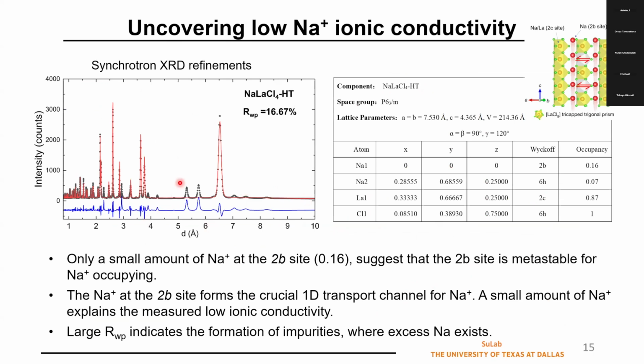And we found there are some impurity peaks here. After refinement, we find the sodium percentage in the 2B site, which is the desired site we need, is only 0.16, which is very little. We want this number to be 0.5. And we also have some impurities here. So we didn't achieve the desired structure we need.